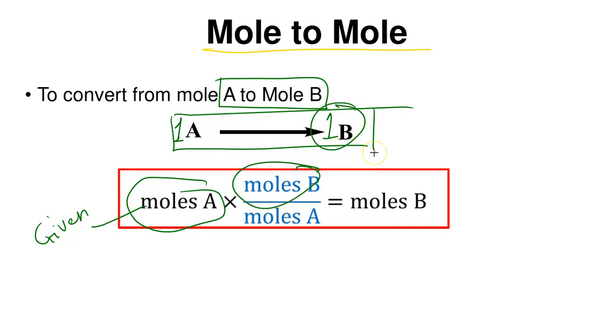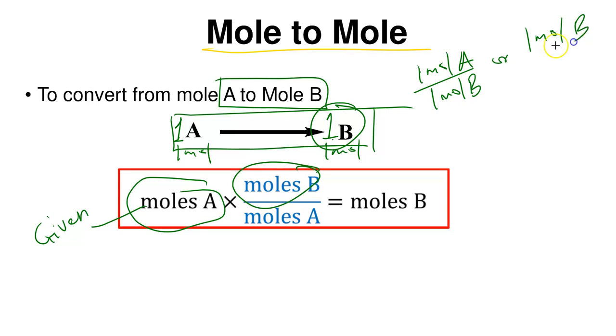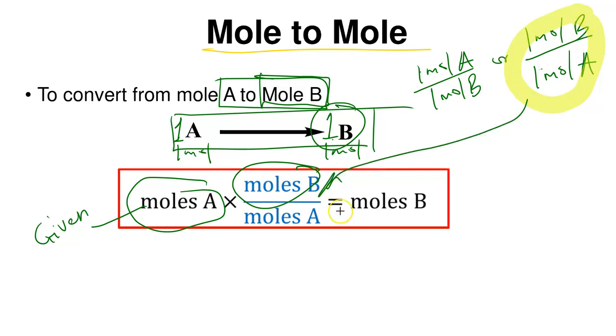You already have a balanced equation, which simply means 1 mole of A to 1 mole of B. So you can provide a conversion factor here. It can be 1 mole of A over 1 mole of B, or 1 mole of B over 1 mole of A. What we decide to use is based on what we're asked to find. Between these two, we're going to use this one, because we're converting to moles of B, so B is going to be on top. Moles of B on top, moles of A on the bottom, which is 1 mole over 1 mole.